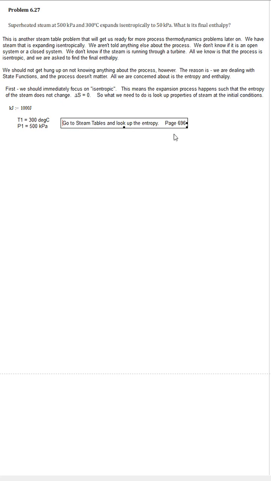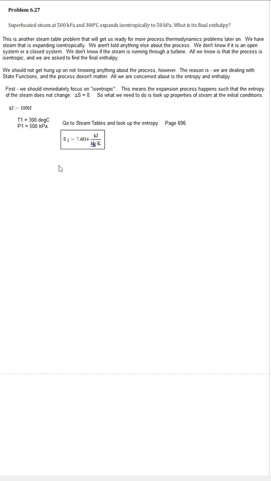So we go to our steam tables in the back of your book, and at 500 kilopascals, we go all the way over to the right on page 696, and we look up the entropy. So S1 is going to be 7.4614 kilojoules per kilogram Kelvin. Again, be sure you're careful in reading these steam tables. Like I've said earlier, I always have a folded sheet of paper or a ruler or some sort of straight edge to make sure that I'm reading straight across, and also that I'm reading the correct entry. You've got density, internal energy, or specific volume, internal energy, enthalpy, and entropy. Make sure that you read the right one.